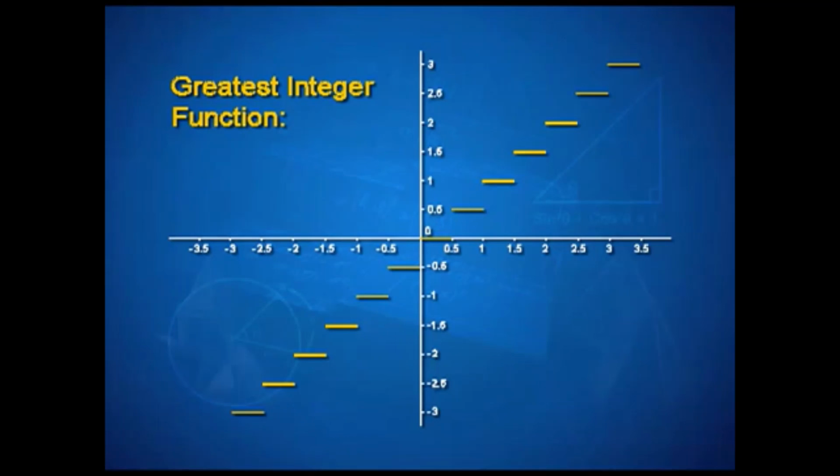Graph looks very interesting here. What would you call it? A step-like function. It takes the formation of steps, and therefore, the greatest integer function is often referred to as a step-like function. Try plotting this now on your own on graph paper and see if you do get exactly what I have here on the screen.